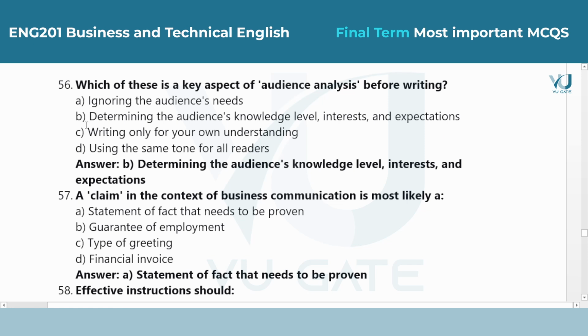56. Question. Which of these is a key aspect of audience analysis before writing? Answer. B. Determining the audience's knowledge level, interests, and expectations. Concept. Tailoring your message to the audience's existing knowledge ensures your message is neither too simple nor too complex.